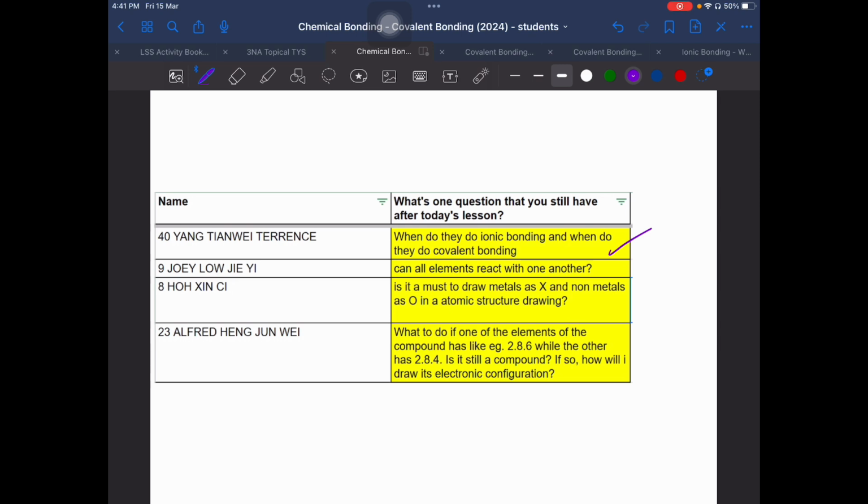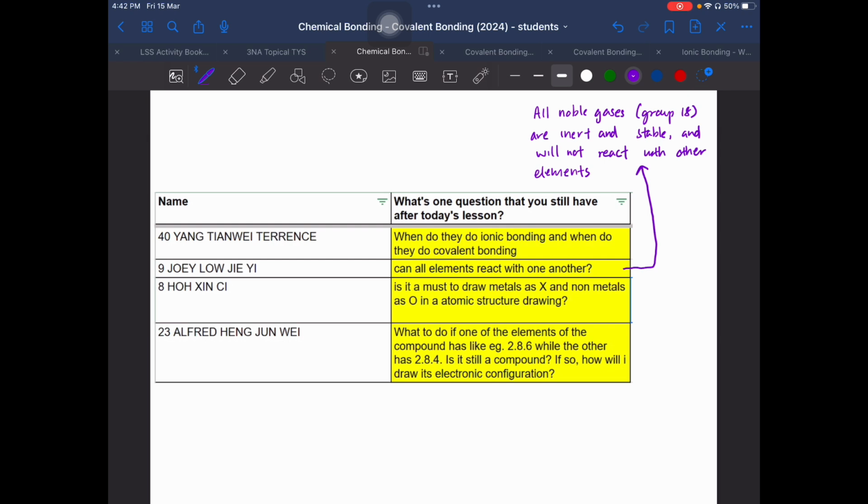From Joey, regarding her question about whether all elements can react with one another. This is not always the case. All noble gases, if you look at the periodic table, are in group 18, the last column of elements. All noble gases are what we call inert and stable chemicals. So they will not react with any other chemical, at least within our syllabus. But all the other elements that we have learned in the periodic table do not have this stable electronic configuration, and therefore, if given an opportunity to react with another chemical, yes, they will react. So besides noble gases, we can take it that the other elements have a tendency to react.